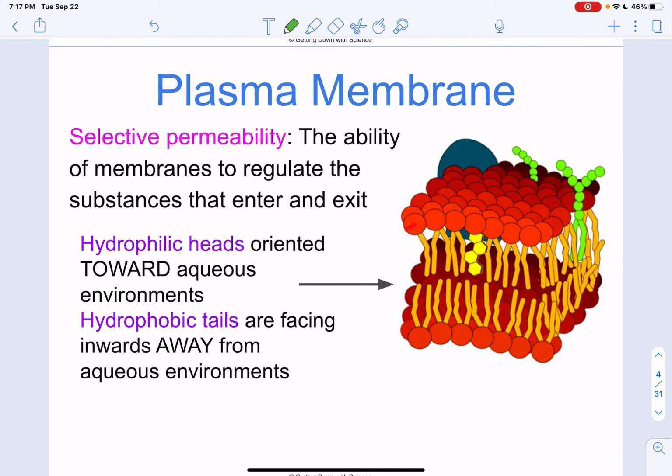The plasma membrane is what we call selectively permeable. Key vocab right here. Selectively permeable, which means things can come in and out, go in, go out of the cell. However, this plasma membrane acts as a bouncer, and it has a list of who can come in and who can come out. And so this plasma membrane is going to act as a bouncer, regulating what comes in and what comes out.